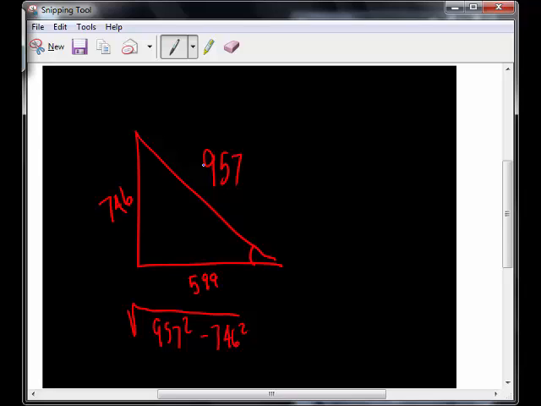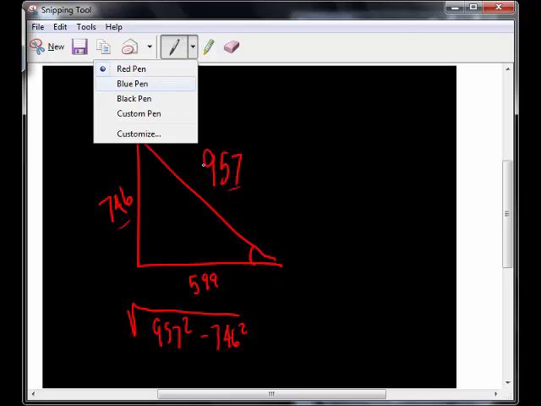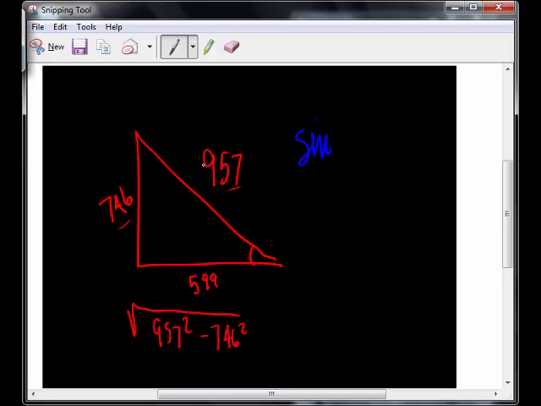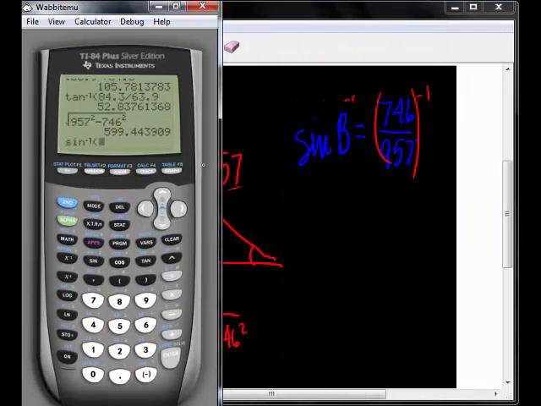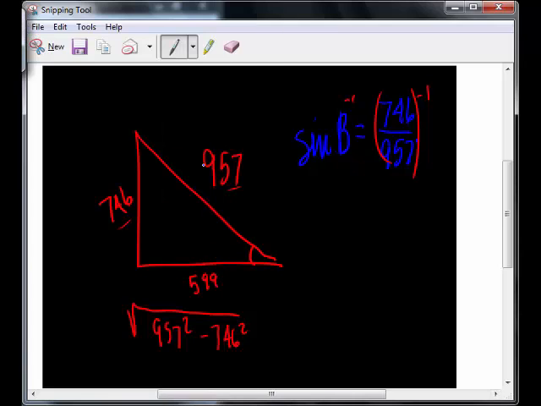Now for this angle here, these two sides are the opposite and hypotenuse, so we would say the sine of our angle B is opposite 746 over hypotenuse 957, or take the angle whose sine is 746 divided by 957, and we get 51.2, so this angle is 38.8. Number 18.